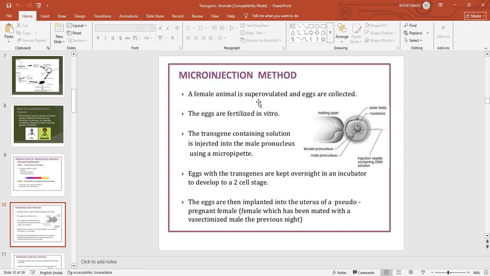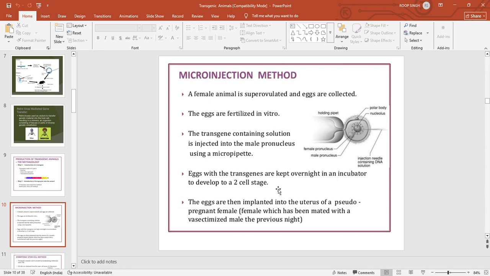In the case of the microinjection method, a female animal is superovulated and eggs are collected. The eggs are fertilized in vitro. The transgene containing solution is injected into the male pronucleus using a micropipette. Here is the female pronucleus, here is the male pronucleus. So the transgene harboring the desired gene is injected into the male pronucleus using a micropipette.